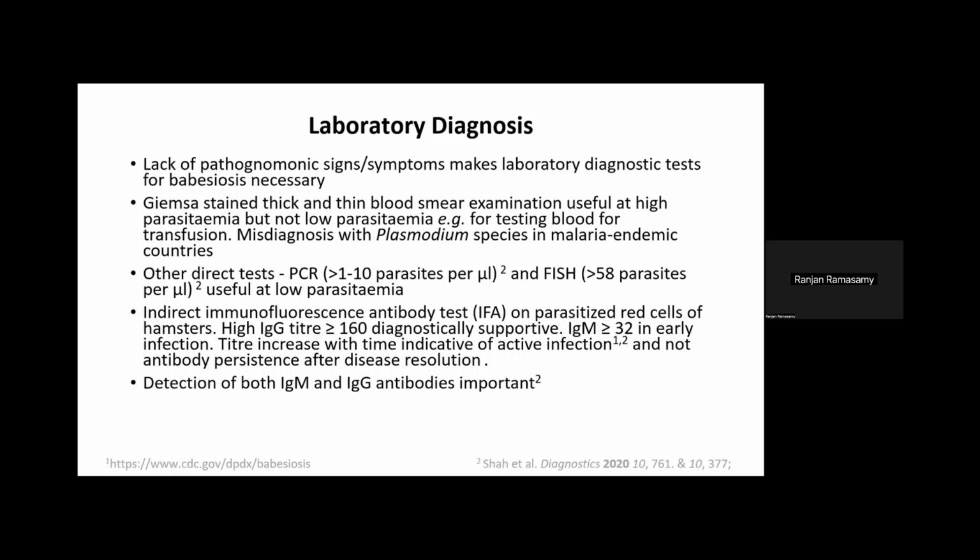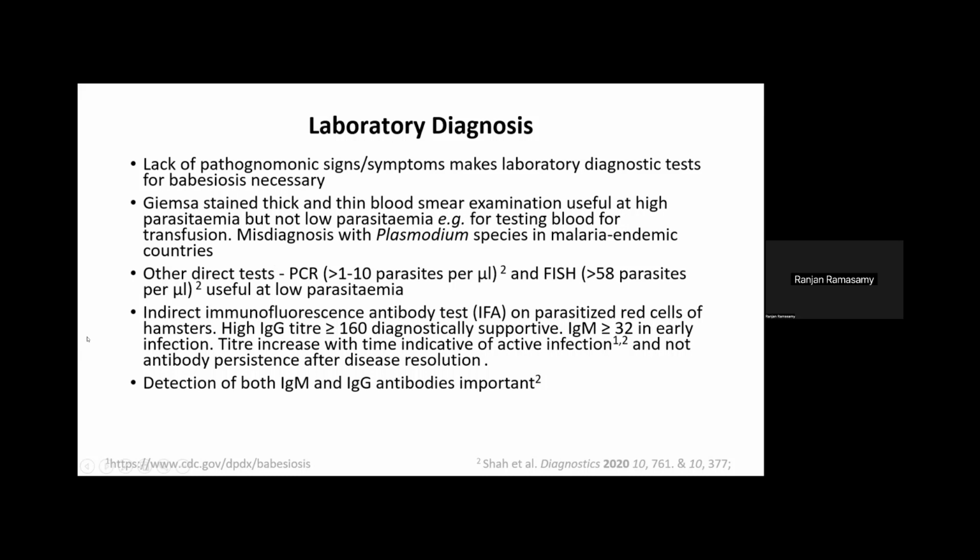In malaria endemic countries, because of their very close genetic and structural relationship, Babesia parasites are often mistaken for Plasmodium parasites in blood smears, leading to misdiagnosis. Now, other direct tests for babesiosis include the use of PCR, which can detect 1 to 10 parasites per microliter at the lower limit, and fluorescence in situ hybridization tests, which can detect about 58 to 60 parasites, as we estimated, per microliter as a low limit of detection.